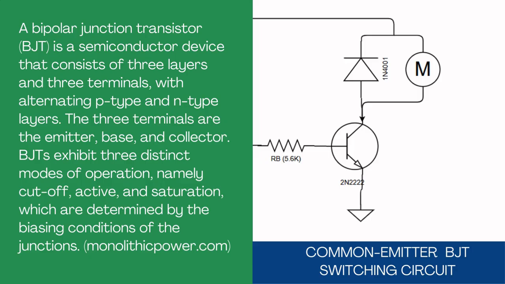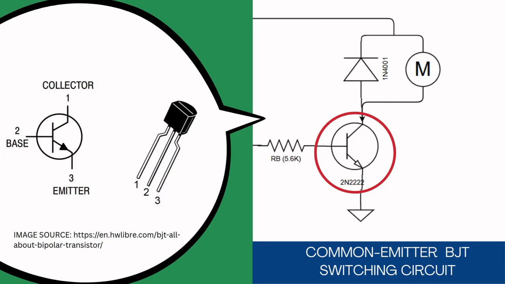As for the BJT circuit, it only has 4 main components: a 2N222 BJT, a 5.6 kilo ohm base resistor, a 1N4001 diode, and a 12 volts DC fan. According to monolithicpower.com, a bipolar junction transistor or BJT is a semiconductor device that consists of 3 layers and 3 terminals, with alternating P-type and N-type layers. The 3 terminals are the emitter, base, and collector.